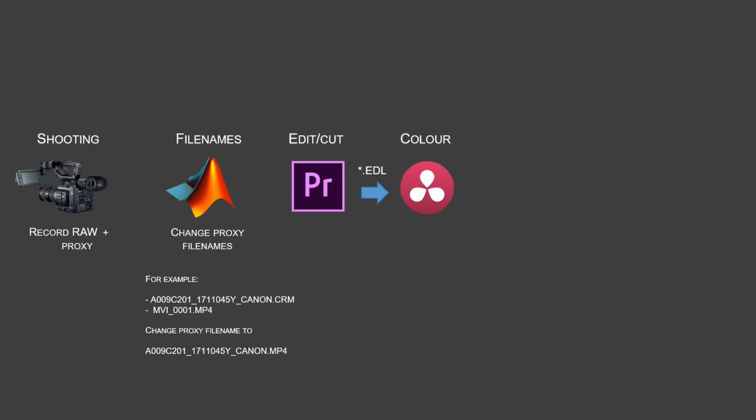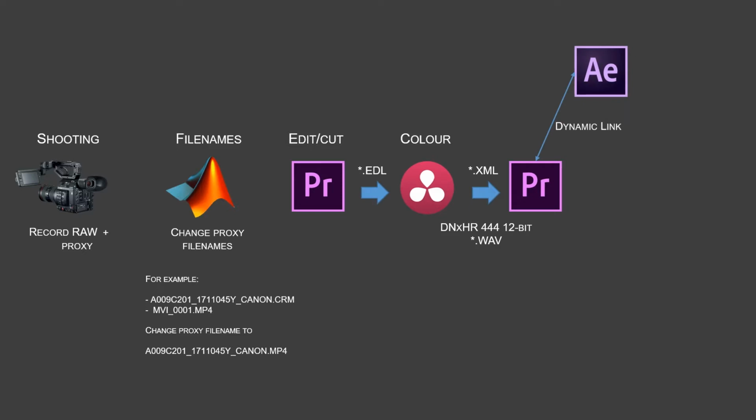I color grade in DaVinci Resolve. I export the XML file, where the single files are DNxHR444 12 bits. I export the audio separately. And then I open the sequence in Premiere Pro, where I can make changes to the videos with After Effects or to the audio with Audition. And finally, if I'm happy with the results, I can deliver and export the final video.